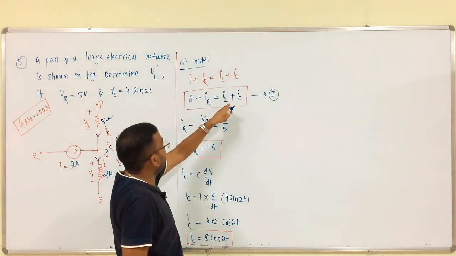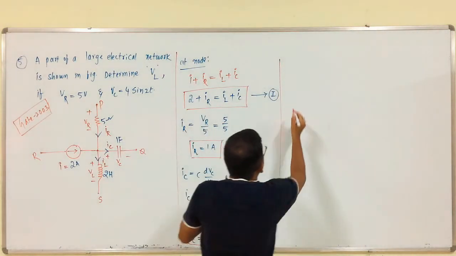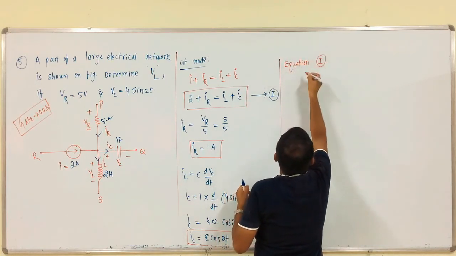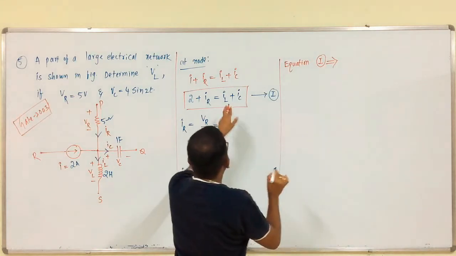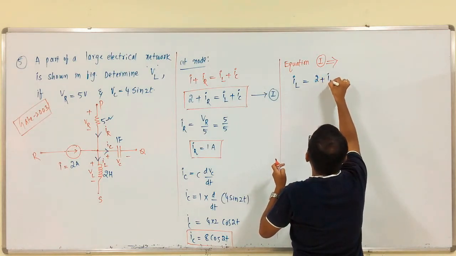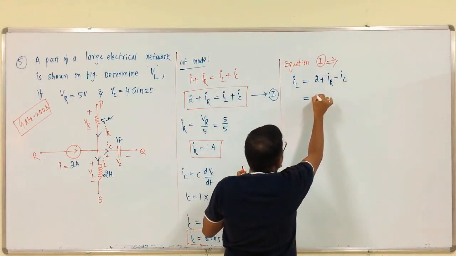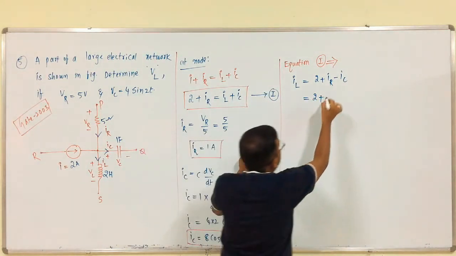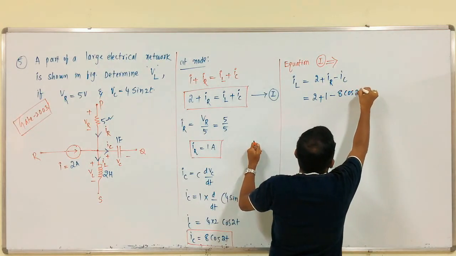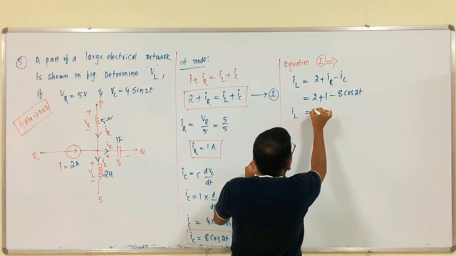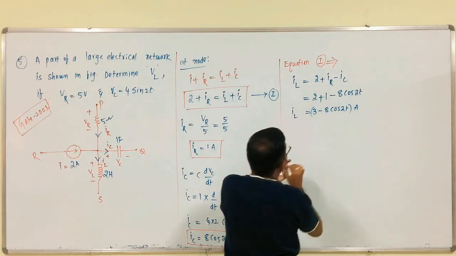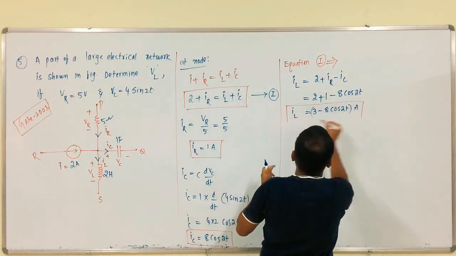From this we are going to calculate IL, using equation 1. IL is equal to what? 2 plus IR minus IC. Which is equal to 2 plus IR value, which is 1, minus IC, which is 8 cos 2t. From this IL is equal to 3 minus 8 cos 2t amps. This is the value of inductor current.